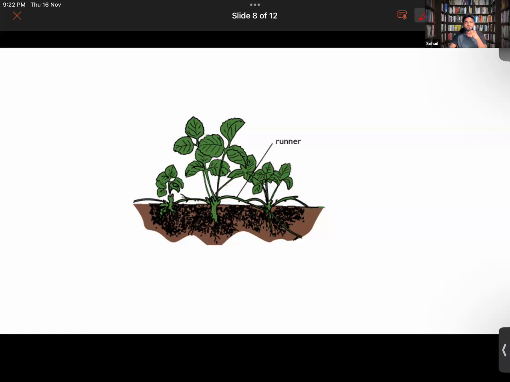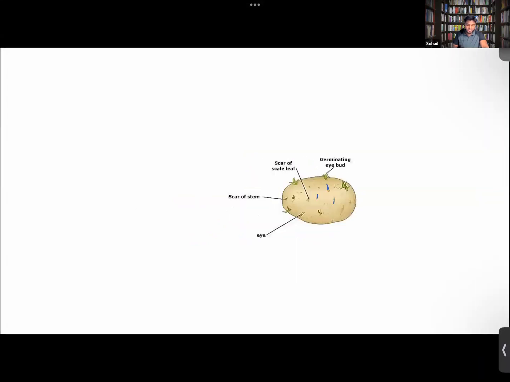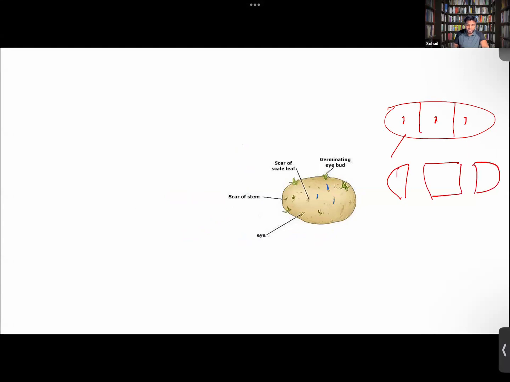Sir, so potato doesn't count, right? As a runner? No, I don't think potato counts as a runner. Potato basically has buds in it, and from each bud, germination starts to take place. So if I have a potato like this with, let's say, three buds, I will cut it into three pieces, and if I sow them in the ground, a new plant will start to rise from each. Getting it now, right?